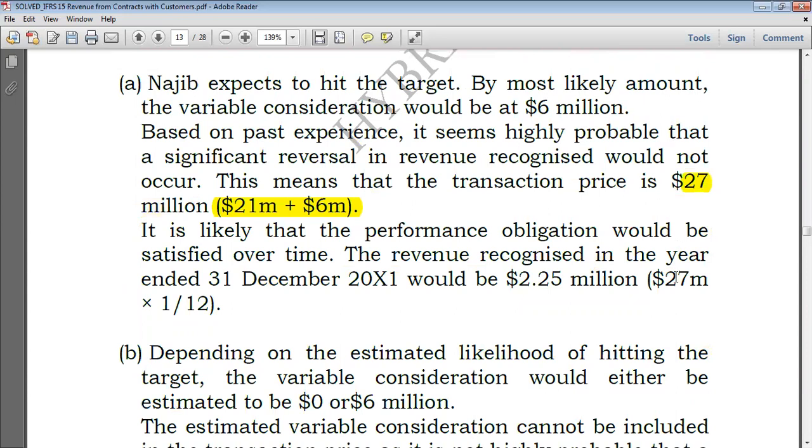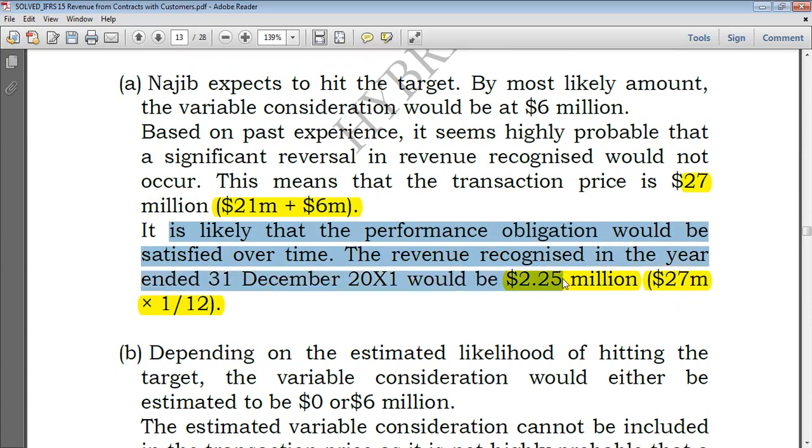So 27 million is for 12 months. What revenue should have been recognized over just 1 month? Because from 1st December, that is 1 month. So you would take 27 million over 12 times 1 month, ending up with 2.25 million. And this would be the revenue to be recognized in the financial statement. So it is likely that the performance obligation will be satisfied over time, and so the revenue recognized in that year would have been 2.25 million.